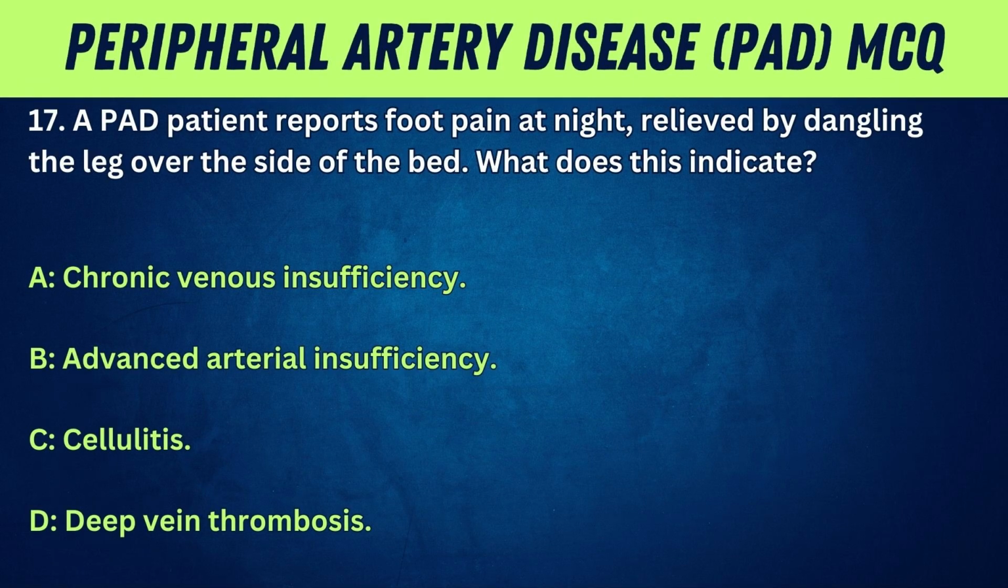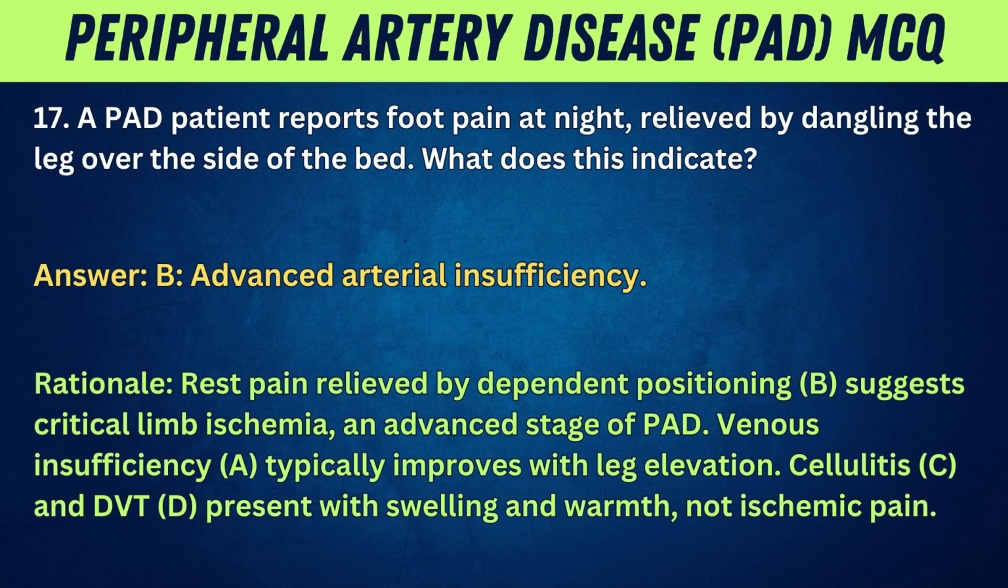17. A PAD patient reports foot pain at night, relieved by dangling the leg over the side of the bed. What does this indicate? A. Chronic venous insufficiency. B. Advanced arterial insufficiency. C. Cellulitis. D. Deep vein thrombosis. Answer: B. Advanced arterial insufficiency. Rationale: Rest pain relieved by dependent positioning, B, suggests critical limb ischemia, an advanced stage of PAD. Venous insufficiency, A, typically improves with leg elevation. Cellulitis, C, and DVT, D, present with swelling and warmth, not ischemic pain.